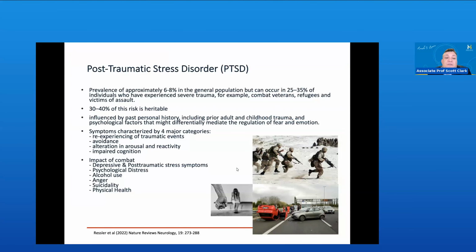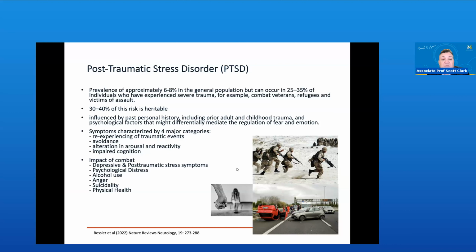So post-traumatic stress disorder has a prevalence of approximately 6 to 8% in the general population. And it occurs in over a third of people that experience severe trauma, and particularly in combat veterans, refugees and victims of assault. There is some genetic heritability, so some people are predisposed to developing PTSD in the context of trauma. Not everyone gets PTSD in the context of trauma. It can be influenced by personal history, prior trauma, particularly childhood trauma, and other psychological factors that might mediate the regulation of fear and emotion.